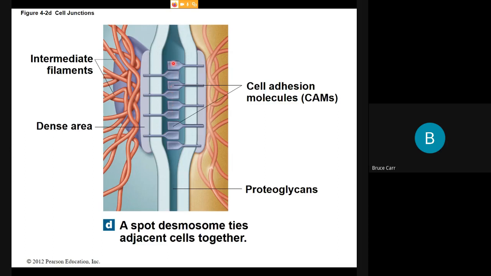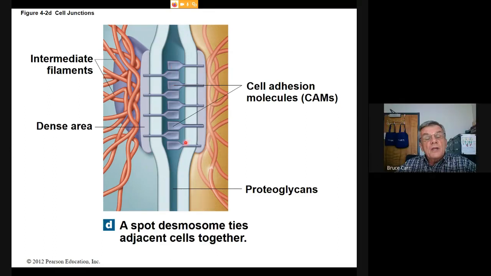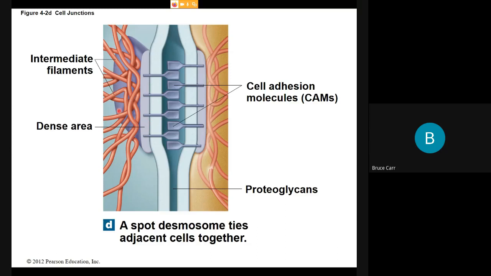In the adhesion belt, you see these cell adhesion molecules, which are proteins. One end extends into the base plate on the outside of the membrane, and because it's large and pressing over a large surface or a large spot of the membrane, it provides a little more force of adhesion. Here between the membranes, these cell adhesion molecules attract one another, and they basically provide a sticky zone that holds these two membranes together. This is called a spot desmosome when you have this structure on both sides of the membrane.